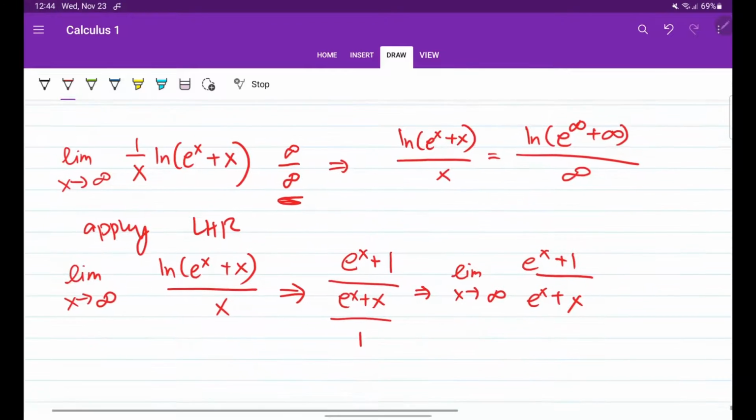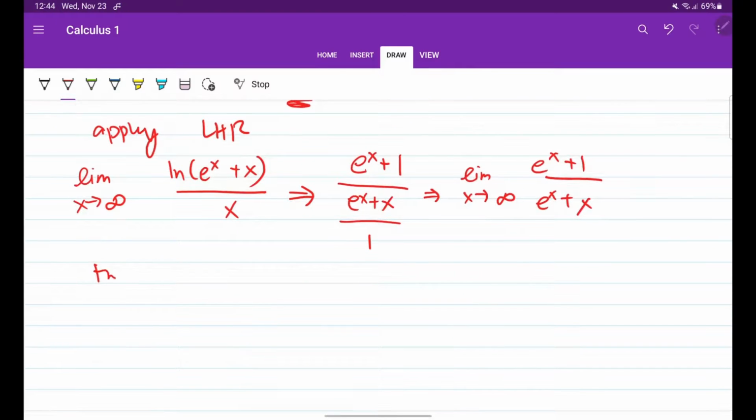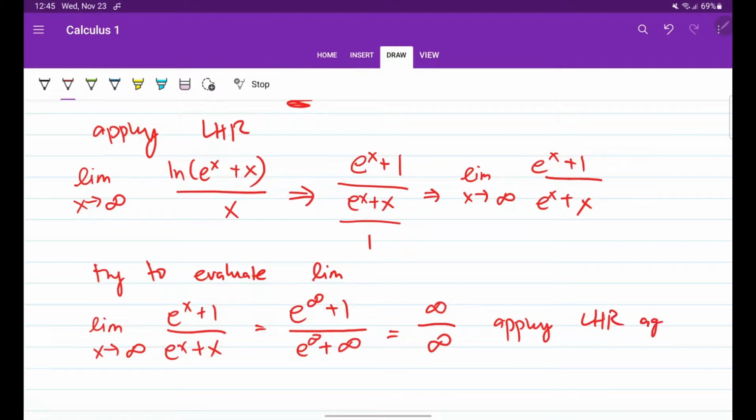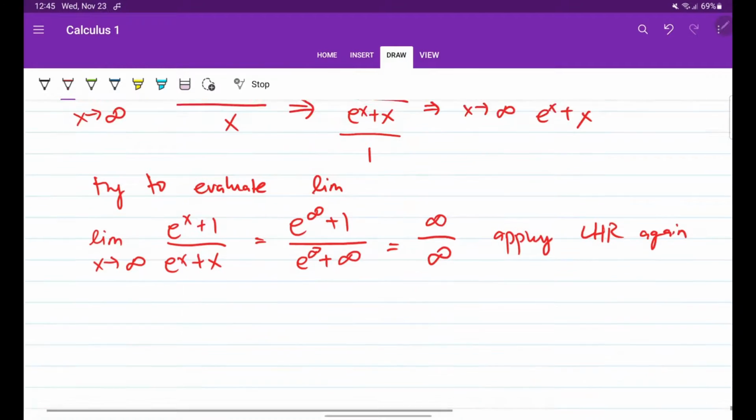Let's try to evaluate the limit again. The limit as x approaches infinity of (e^x + 1) over (e^x + x) is (e^infinity + 1) over (e^infinity + infinity). So this is infinity over infinity. So we apply L'Hopital's rule again.